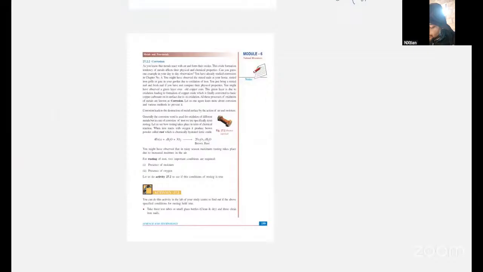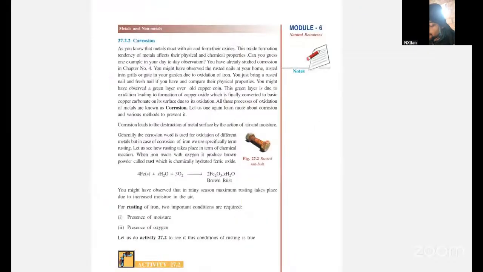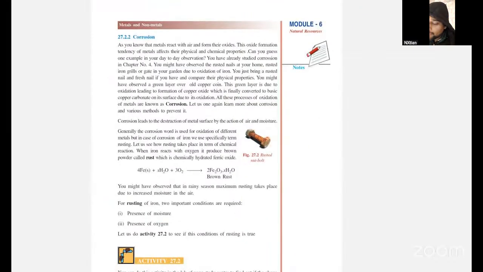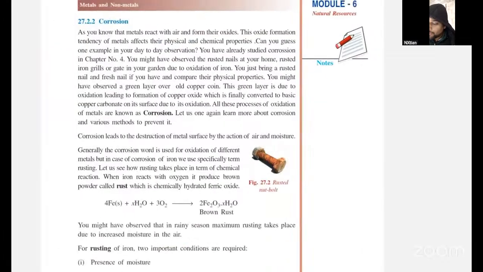Okay. Now we will read this, which is corrosion. Please pay attention on the board. As you know, metals react with air and form their oxides. This oxide formation tendency of metal affects the physical and chemical properties. Can you guess one example in your day-to-day observation?